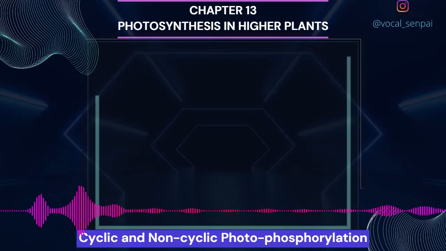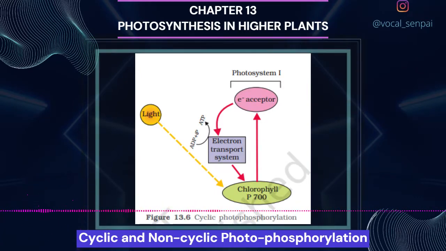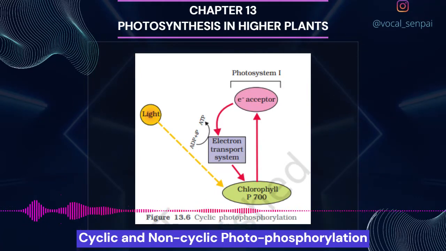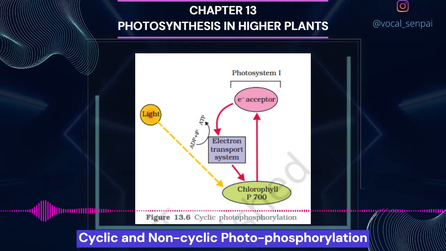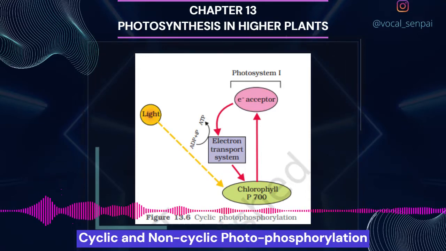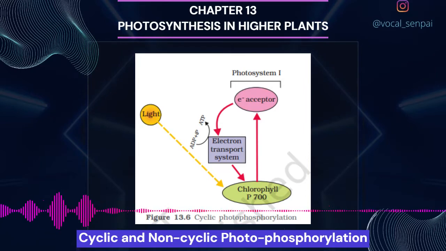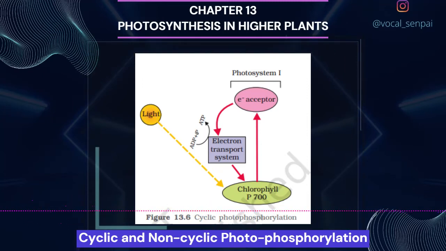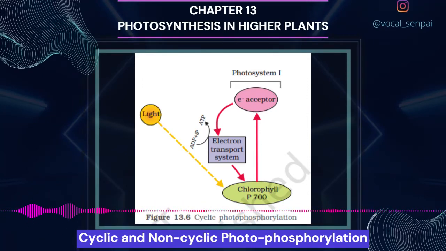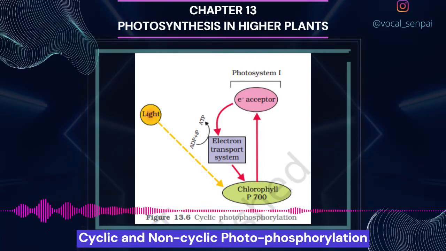Cyclic and non-cyclic photophosphorylation. Living organisms have the capability of extracting energy from oxidizable substances and storing this in the form of bond energy. Special substances like ATP carry this energy in their chemical bonds. The process through which ATP is synthesized by cells in mitochondria and chloroplasts is named phosphorylation. Photophosphorylation is the synthesis of ATP from ADP and inorganic phosphate in the presence of light.